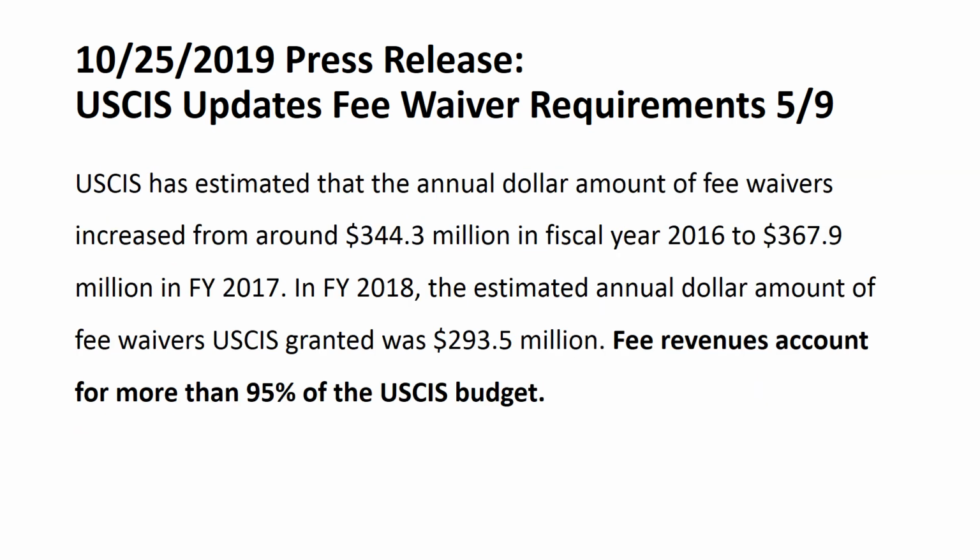USCIS has estimated that the dollar amount of fee waivers increased from around $344.3 million in fiscal year 2016 to $367.9 million in fiscal year 2017. In 2018, the estimated annual dollar amount of fee waivers USCIS granted was $293.5 million. Fee revenues account for more than 95% of the USCIS budget.